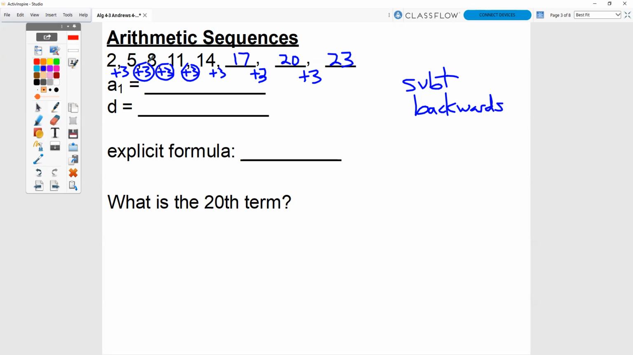Just make sure that you don't put a minus 3 or something like that, because really we're going from left to right, just like we read a sentence. So how are we getting from number to number? We're really adding by 3 because the numbers are going up.